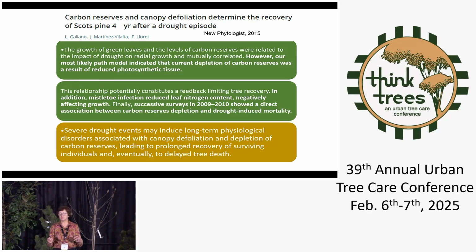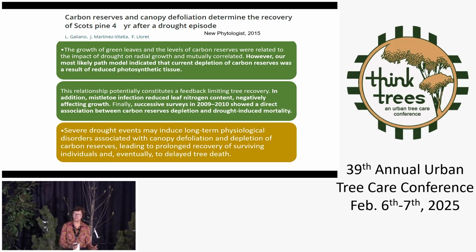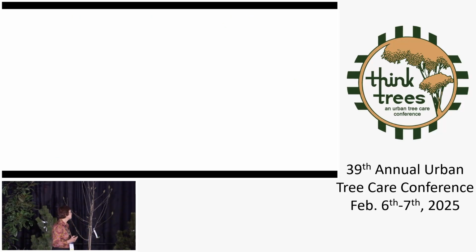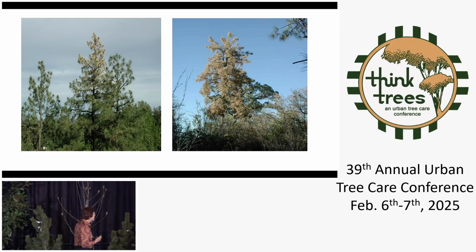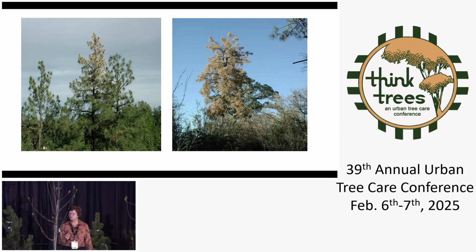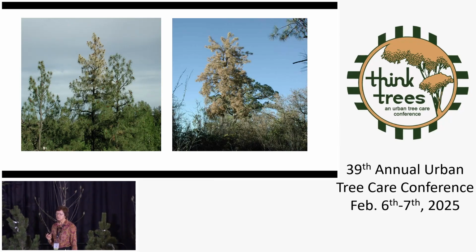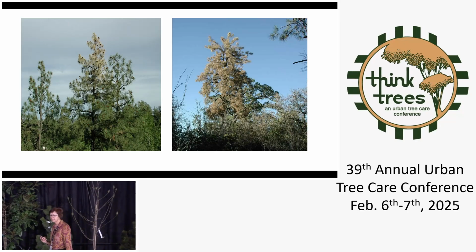If you have the opportunity to save trees by installing irrigation or something, just because you do that doesn't necessarily mean that trees are able to recover fully. So here we have the dieback on 2 pine trees. So what do you think this might be?